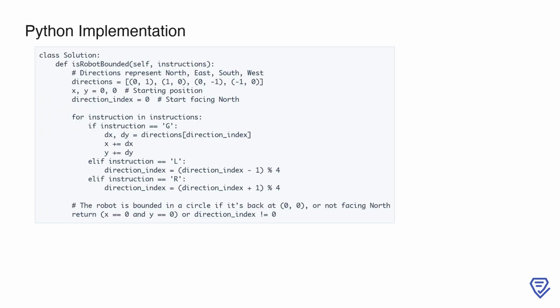3. Circle check. After processing all instructions, two conditions determine if the robot is bounded in a circle. If the robot returns to its starting position, (0, 0), it is clearly bounded. If the robot does not face north, meaning direction_index does not equal 0, repeating the instructions will eventually lead it back to its starting position, forming a circular trajectory. The function returns true if either condition is met, indicating the robot is bounded in a circle. Otherwise, it returns false. This solution is efficient with a time complexity of O(n), where n is the length of the instruction string, and a space complexity of O(1), as it uses a fixed amount of additional space.